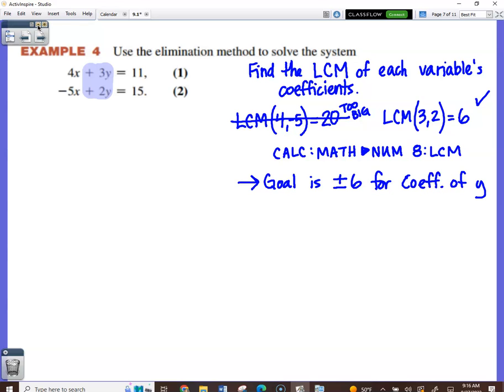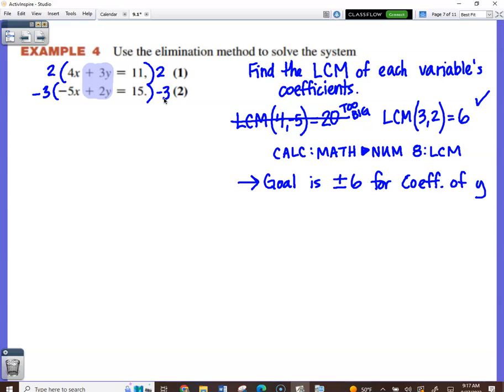What do I need to multiply my top equation by to make this become a positive 6y? 2. So this whole equation is going to get multiplied by 2. What do I need to multiply the bottom equation by in order to get negative 6y? Negative 3. So this whole equation is going to get multiplied by negative 3.